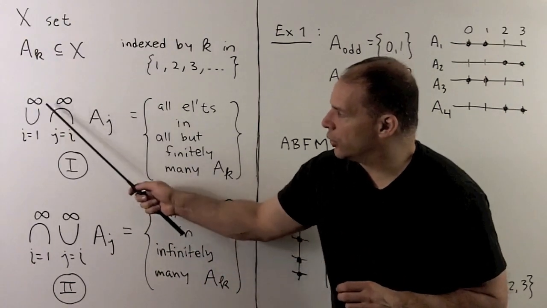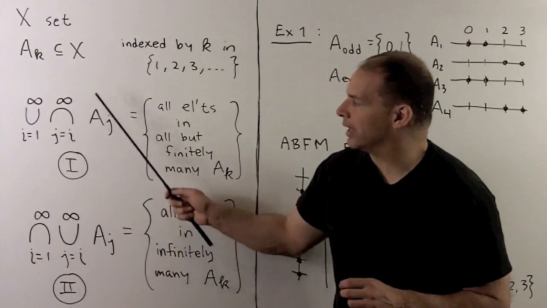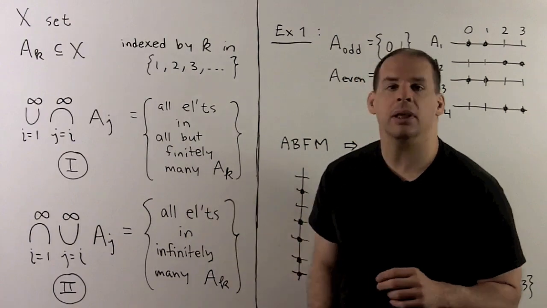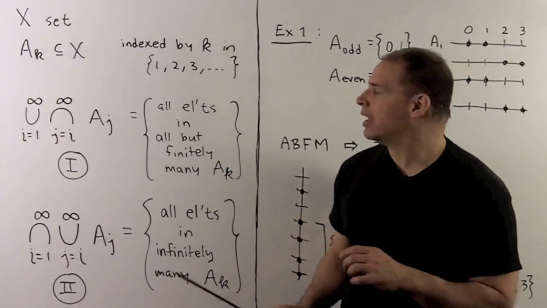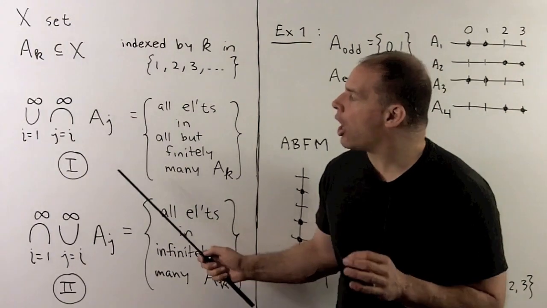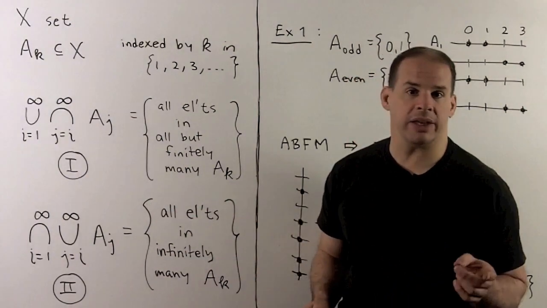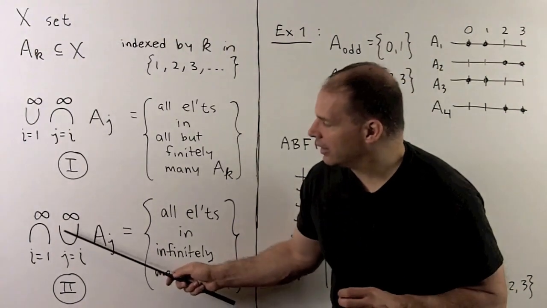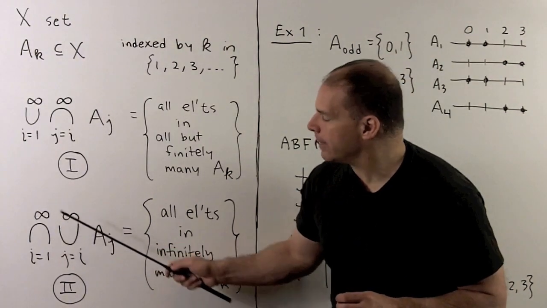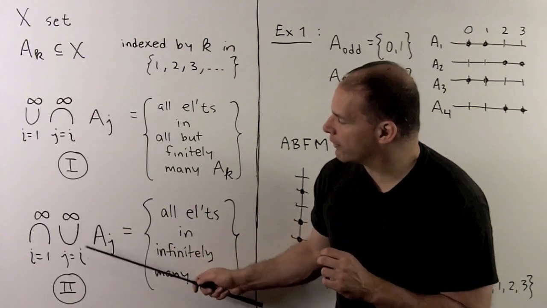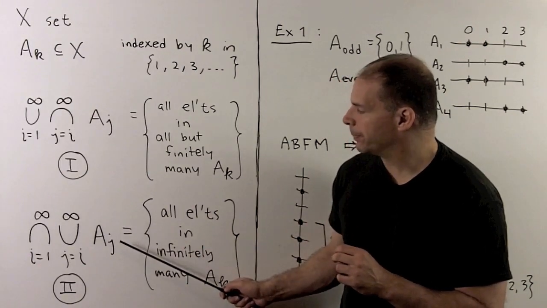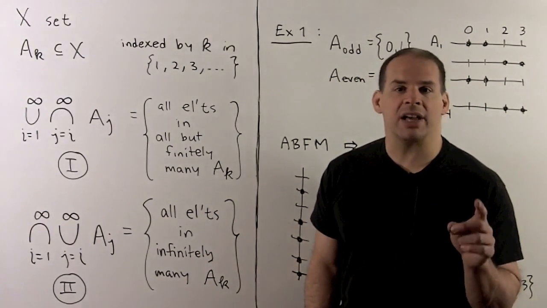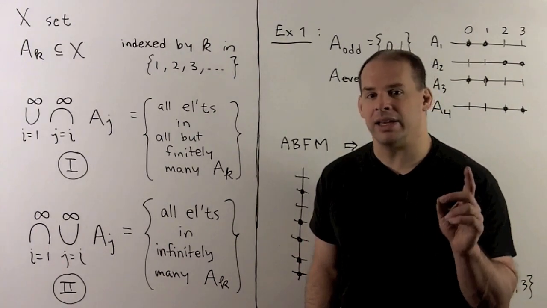So if I take the union as i goes from 1 to infinity, the intersection as j goes from i to infinity of A sub j, the claim is that that's the same as the set of all elements in X that are in all but finitely many of the A sub k's. For our second one, we're going to take the intersection as i goes from 1 to infinity of the unions, j going from i to infinity of A sub j. The claim is this is the same as the set of all elements in X that are in infinitely many of the A sub k's.